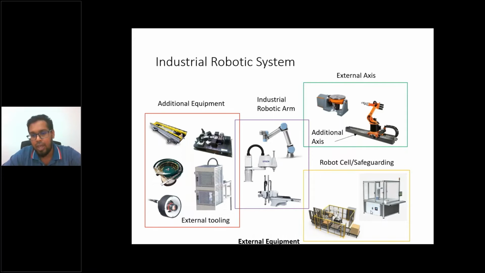And finally, we have a robotic cell, or we call it safeguarding, maybe a cage to safeguard your application. But this all depends on your application. So my collaborative robot might not need this caging, but industrial robots, of course, need a special area where you have to separate the process from human intervention.